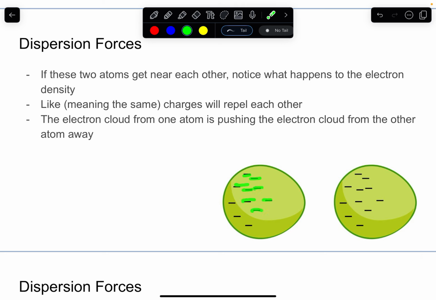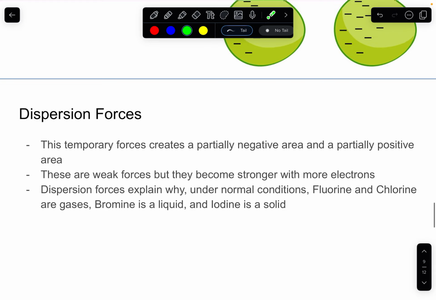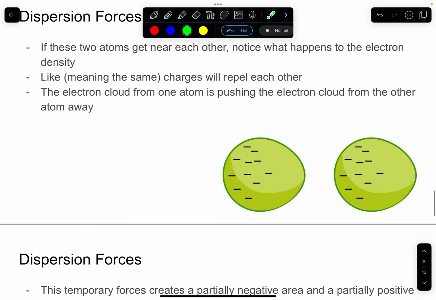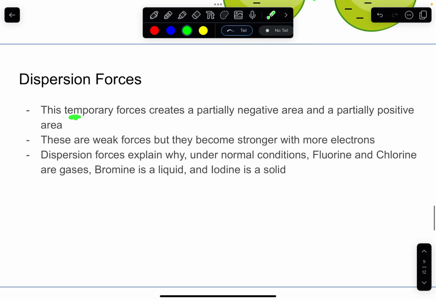Since the electrons all have the same charge, they want to repel each other. Okay, so we took the molecule on the right and moved it closer to the one on the left, and these negative charges are going to push on each other and try to get as far away as possible. Again, this is temporary. This is caused by the molecules coming near each other. All right, so these are temporary. They go away if you separate the molecules.